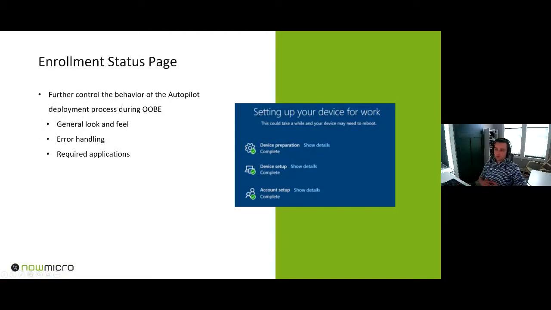And then we have the enrollment status page. So the deployment profile is created and assigned, and that's going to control how Autopilot functions. The next step is to customize how Autopilot looks. This can be done by modifying the enrollment status page. The options here allow us to control what type of information is displayed to the user during the Autopilot process. We can also configure settings around error handling and even choose which kind of tasks the Autopilot process should wait for before the user signs in.